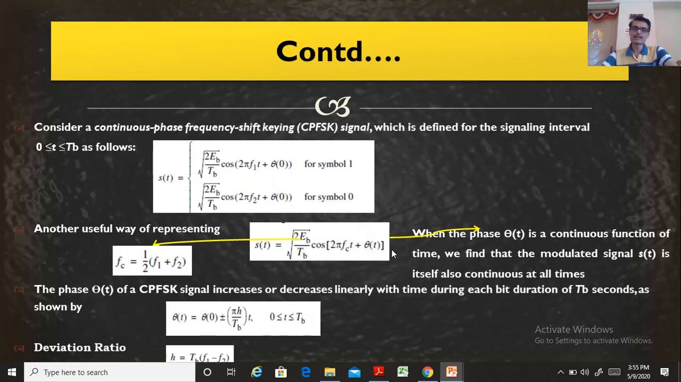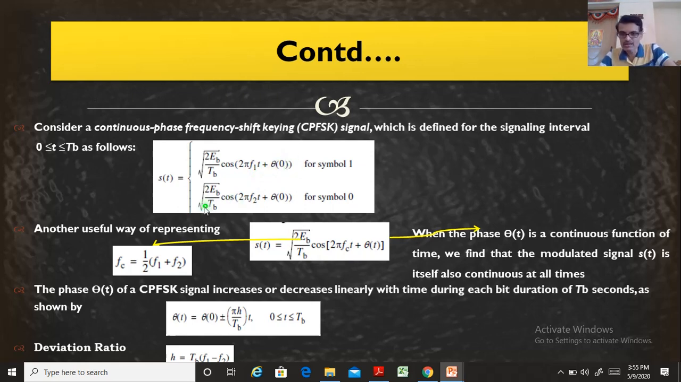Now how can we represent this continuous phase FSK mathematically? By using the equation. Just look at this. This is for binary 1, symbol 1: root of 2 E_b by T_b, cos(2 pi f_1 t plus theta(0)). So I have included an additional term over here.